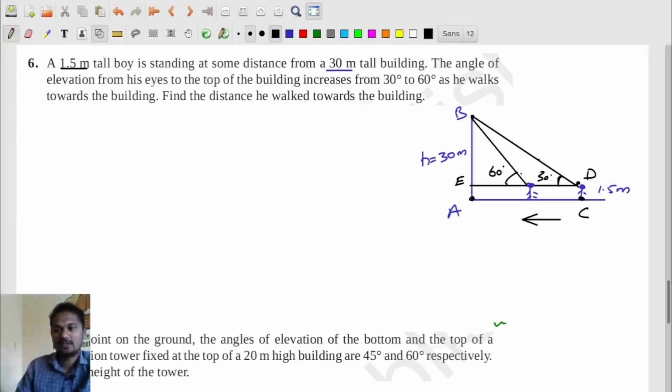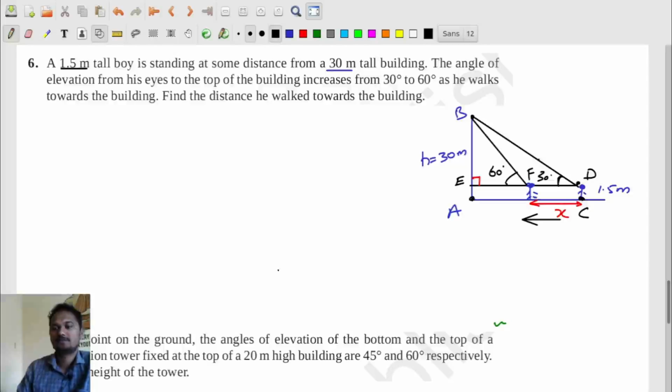So from the given data we got this figure here, and what we need to find is the distance he walked towards the building. So you need to find the distance he walked towards the building, that is this distance. You need to take this as x. So now how to find x here? Again, triangle, you need to take this as a right angle triangle. First get the triangles A, B, C, D, E and then F here.